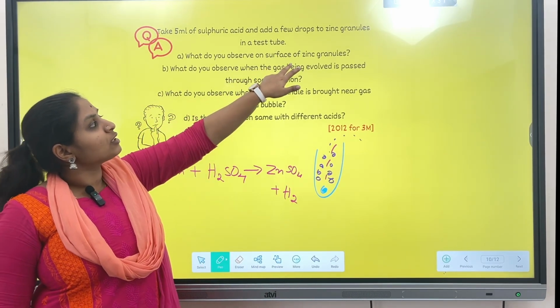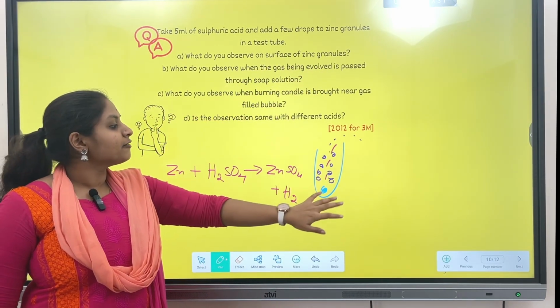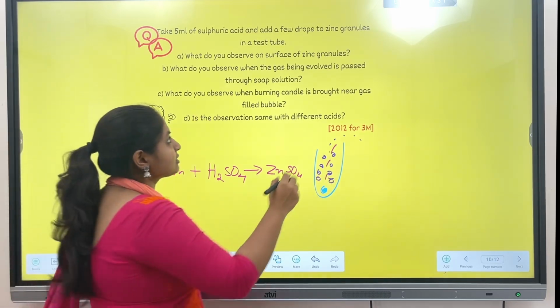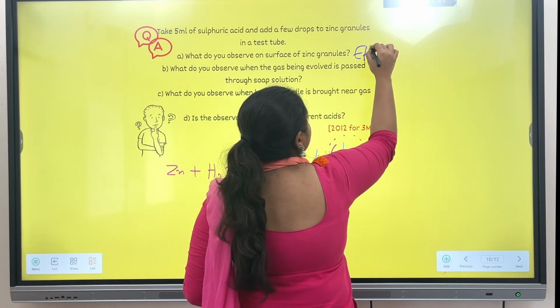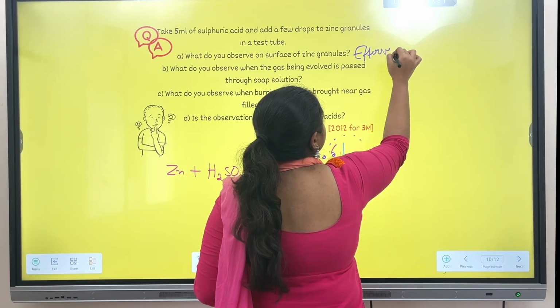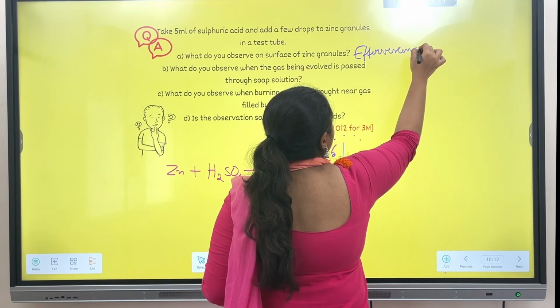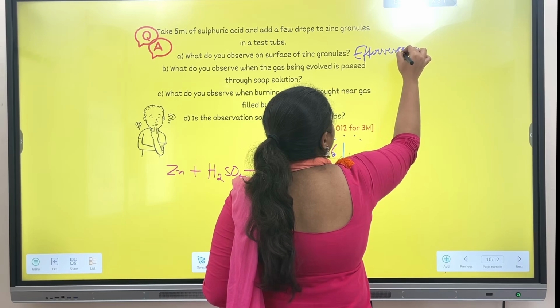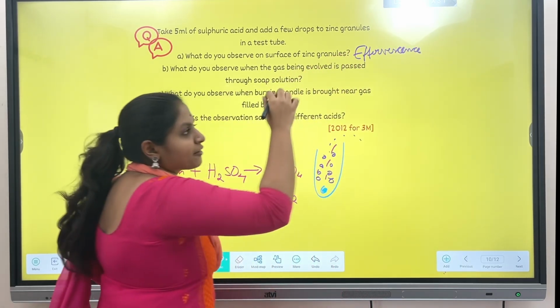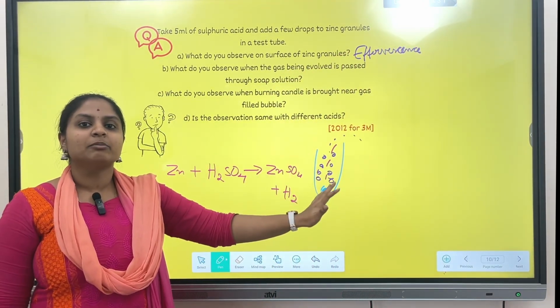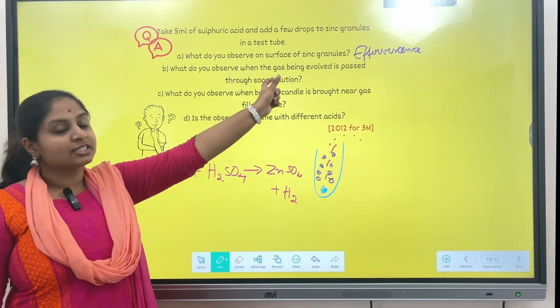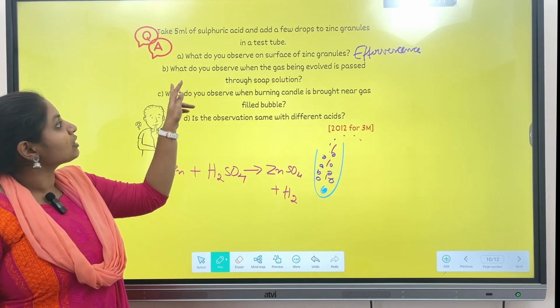So what do we observe on the surface of zinc granules? We are going to observe effervescence, or hydrogen gas bubbles are formed. That is the answer to the first question. Now the second part of the question.